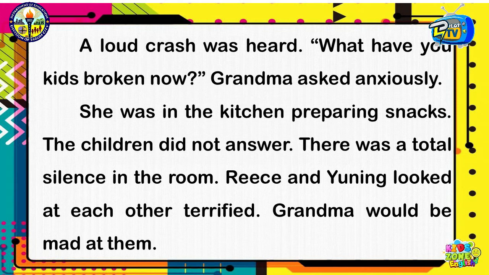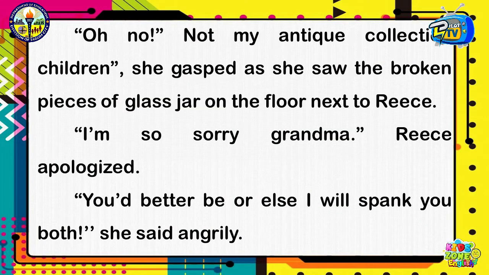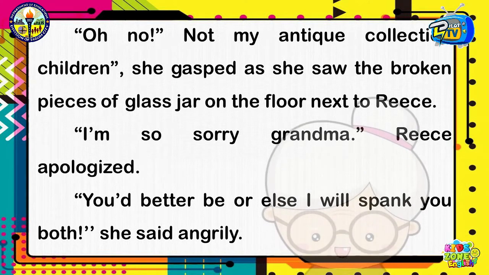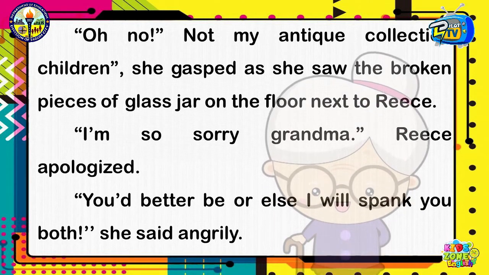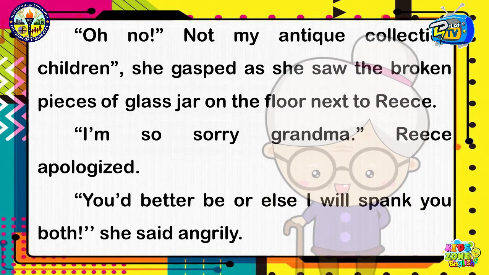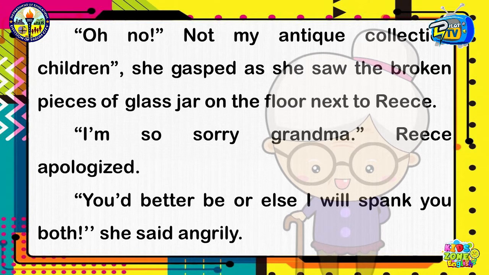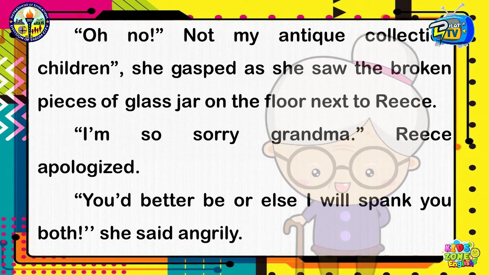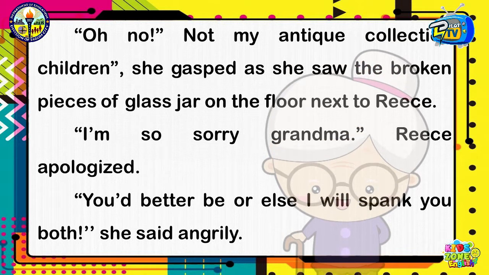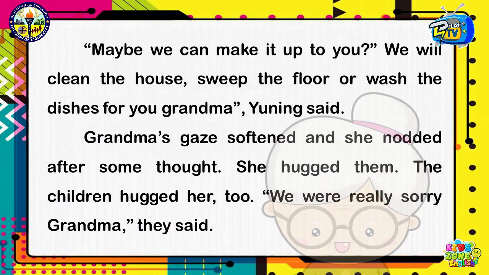The children did not answer. There was a total silence in the room. Reese and Yuning looked at each other, terrified. Grandma would be mad at them. "Oh no! Not my antique collection, children!" She gasped as she saw the broken pieces of glass jar on the floor next to Reese. "I'm so sorry, Grandma," Reese apologized. "You'd better be, or else I will spank you both," she said angrily.